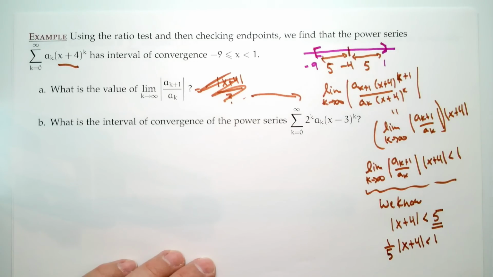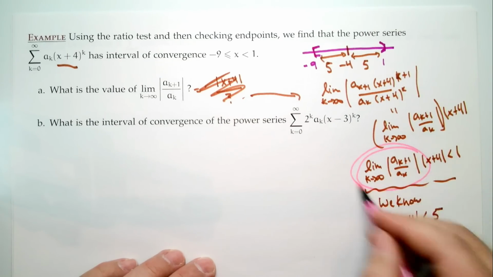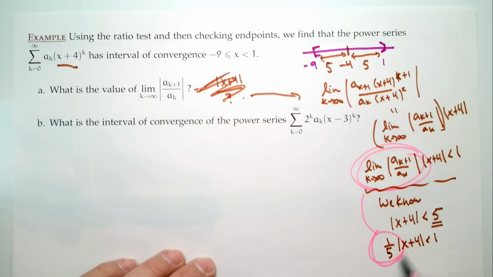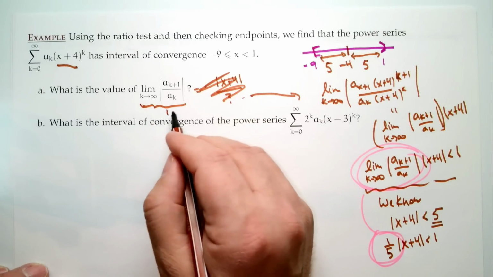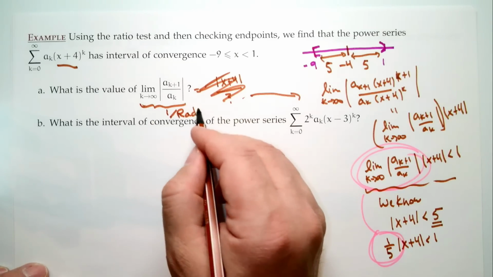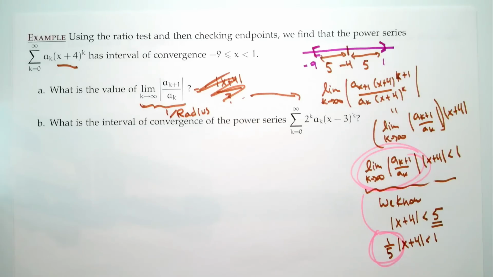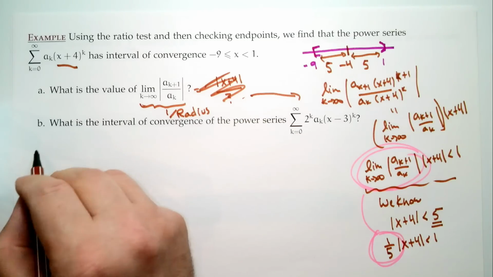So now we just play our matching game. This limit has to be 1/5. In general, what's true is that when we take this limit here, this will be 1 over our radius of convergence. So the answer for part A is 1/5.